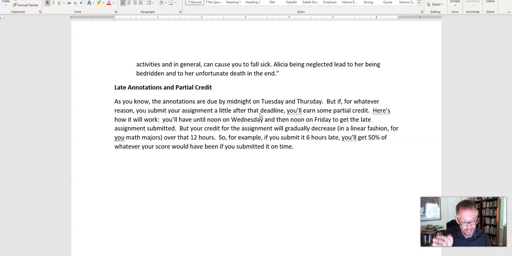If you get it in at the deadline, by midnight, you get full 100% credit. I mean, you get 100% of whatever you would have scored. But 6 hours later, halfway through that 12-hour window, you'll get half credit. So it decreases, and if you're a math major, it decreases in a linear fashion, in a straight line. It goes from 100% of the score you earned at midnight down to 0% at noon the next day. That's how the partial credit will work. It gradually decreases over that time, and after that time, you can't turn in the annotation.